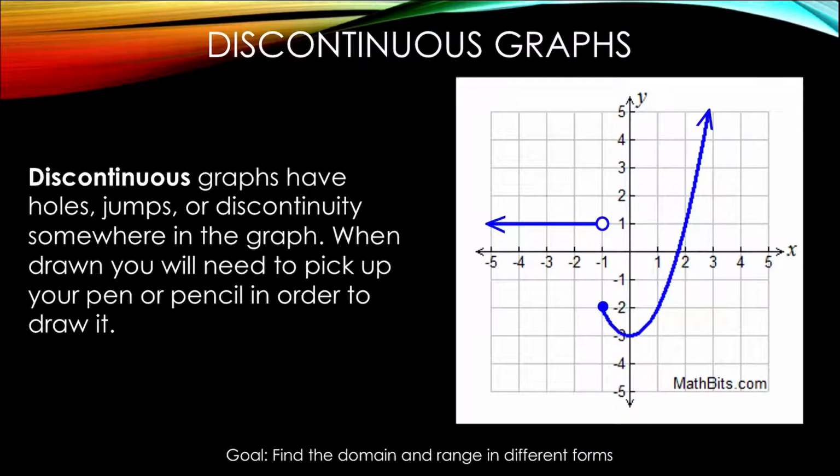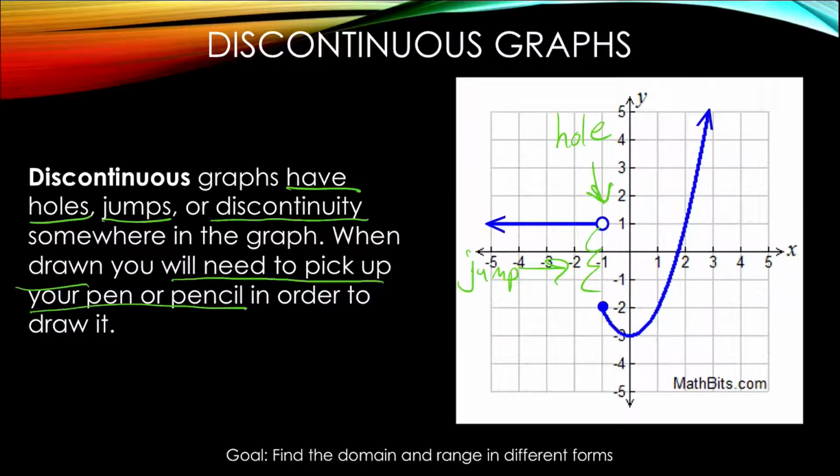A discontinuous graph has holes, jumps, or discontinuity somewhere in the graph. When we draw it, you will need to pick up your pen or pencil in order to draw it. So notice right here, see how that's empty? We call that a hole. And this big space right here, we call that a jump.